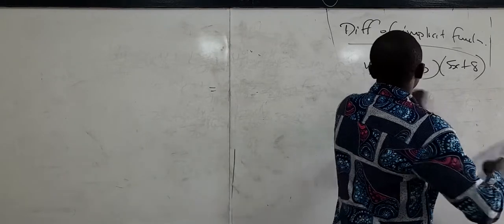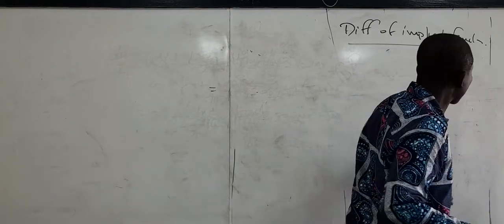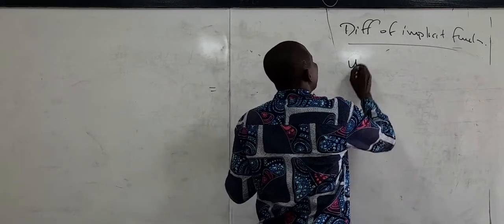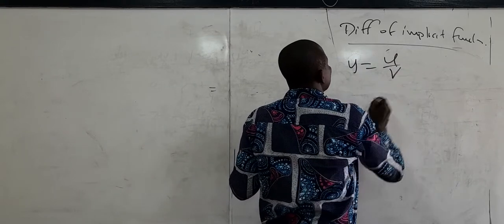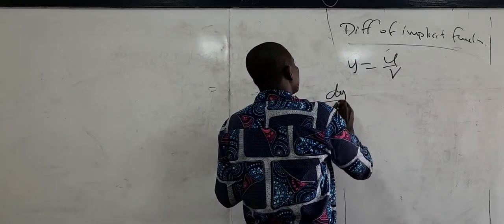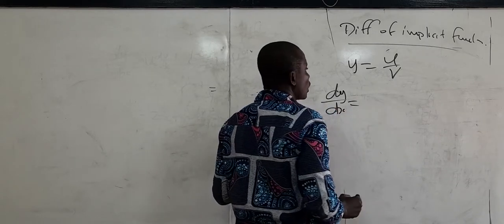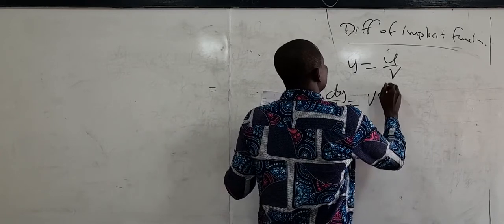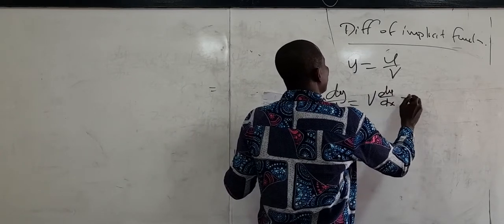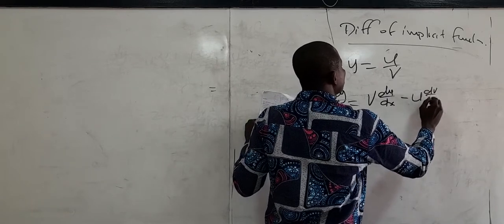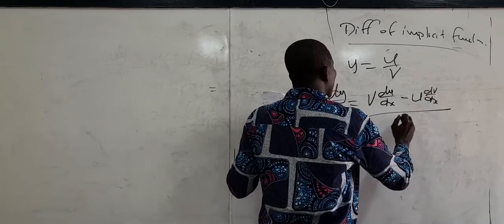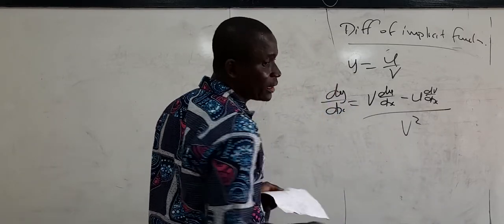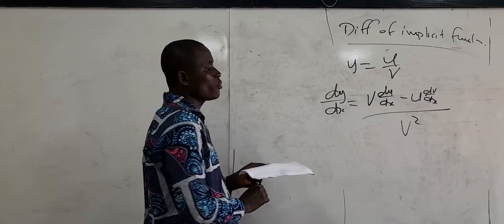Okay. Now, let's see the quotient. When we talk of a quotient, you know what a quotient is, more or less like division. If I have y is equal to u over v, then we say that dy/dx is equal to v du/dx minus u dv/dx, all over v squared. That is the formula. So let's try one example under that, then quickly we can move on.